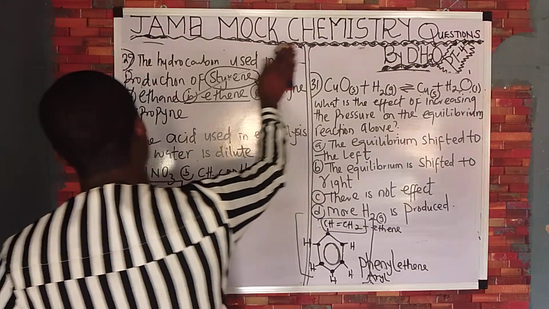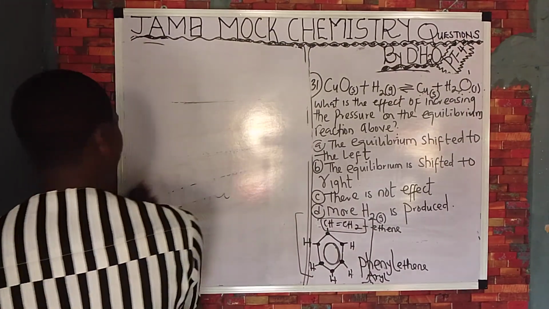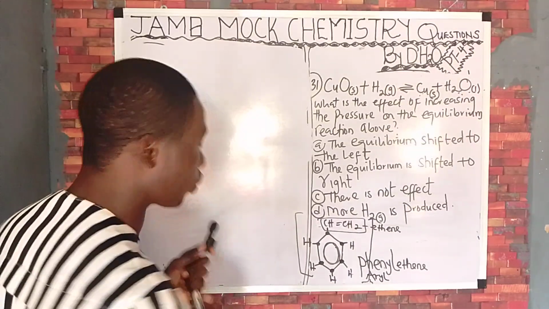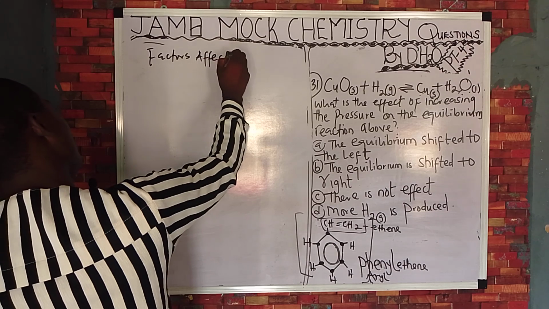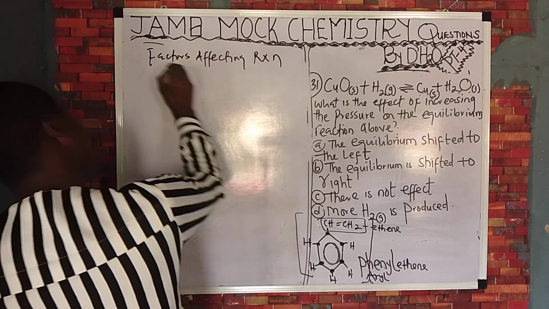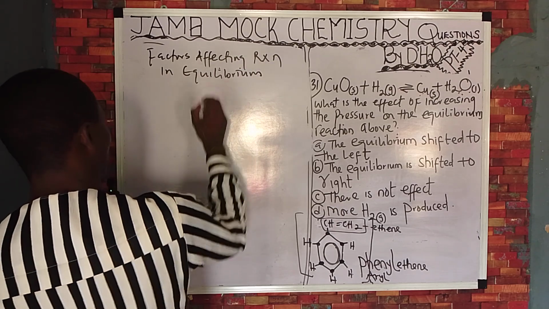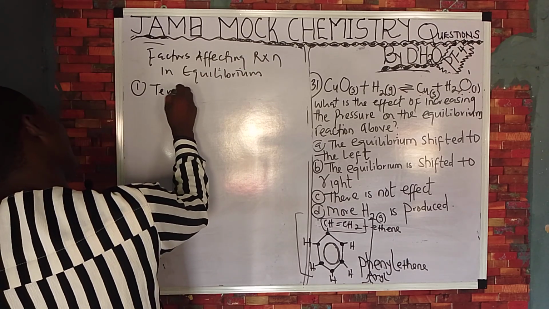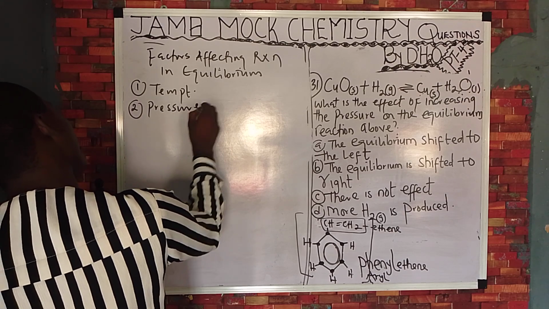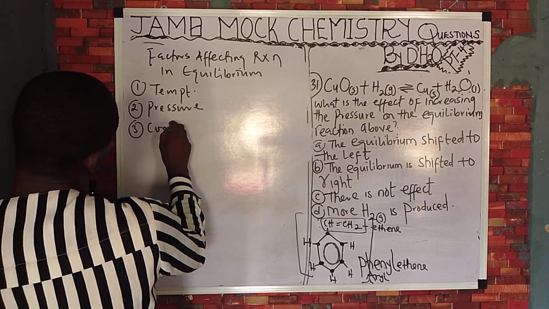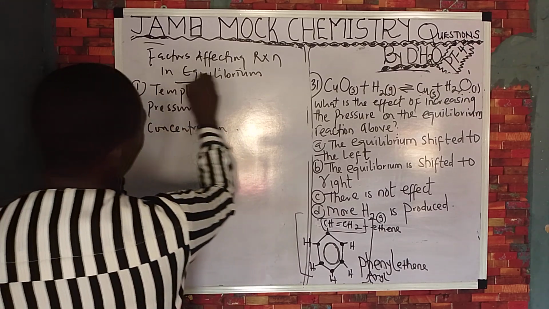Please, I want you to jot this down for me. There are 3 factors that affect a reaction in equilibrium. Write that down quickly. Factors affecting reactions in equilibrium. Number 1 is called temperature. Number 2 is called pressure. And number 3 is called concentration. Catalyst has no effect in a reaction which is in equilibrium.